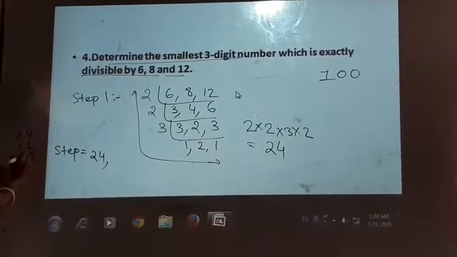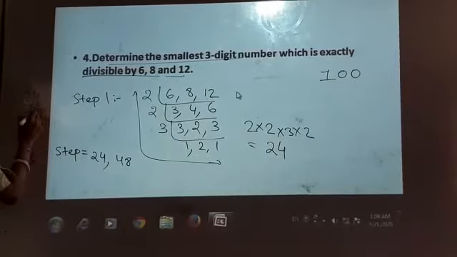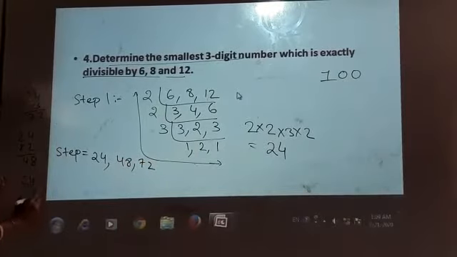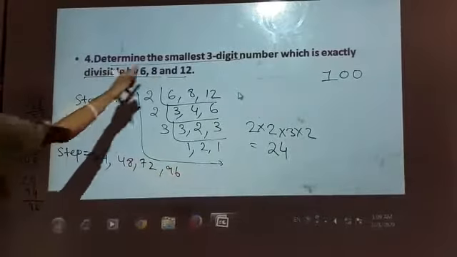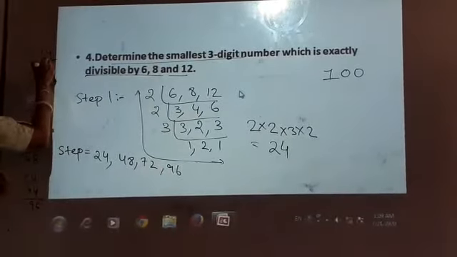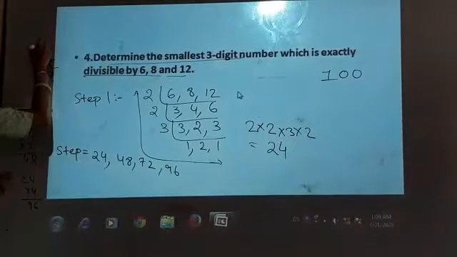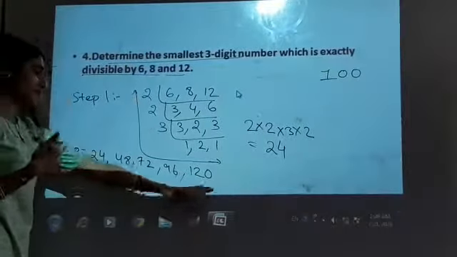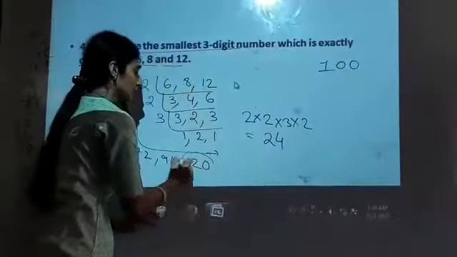2 4s are 8, 2 2s are 4, that is 48. Then again 24 3s are 72. Then 24 4s are 96. Still we are not getting a 3-digit number, because 96 is a 2-digit number. Next, 24 5s: 5 4s are 20, 2 carry, 5 2s are 10 plus 2 is 12. So here we got 120. If you find more and more multiples of 24, you will get more than that, but we need the smallest 3-digit number, so it is our required answer.